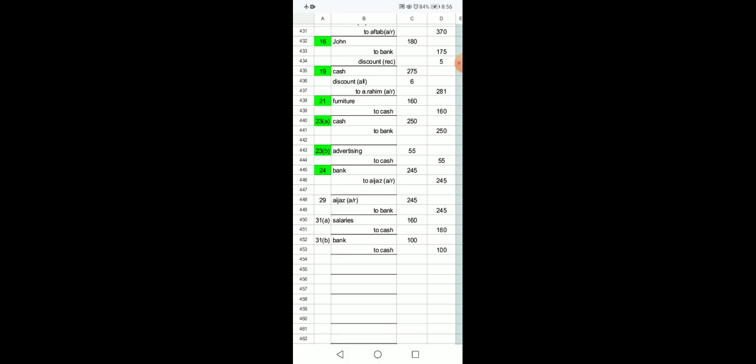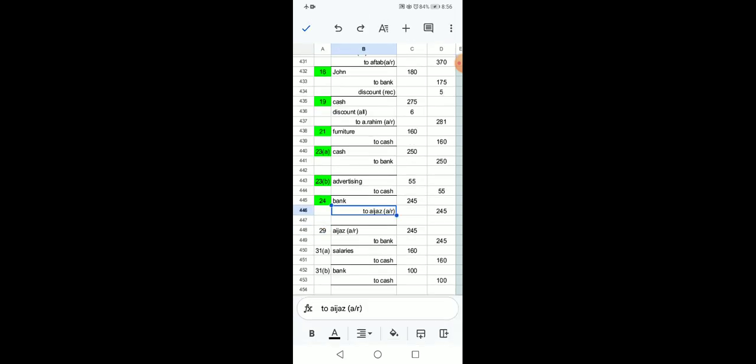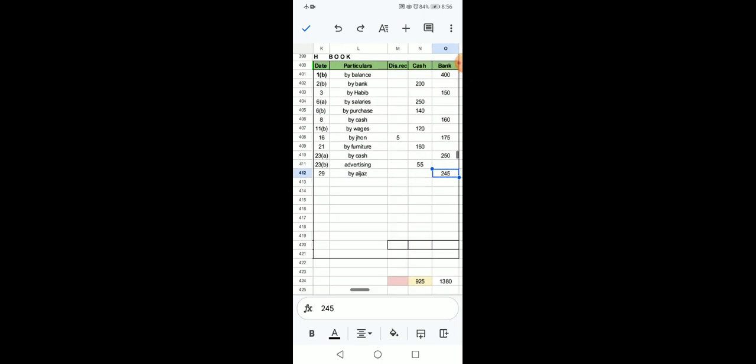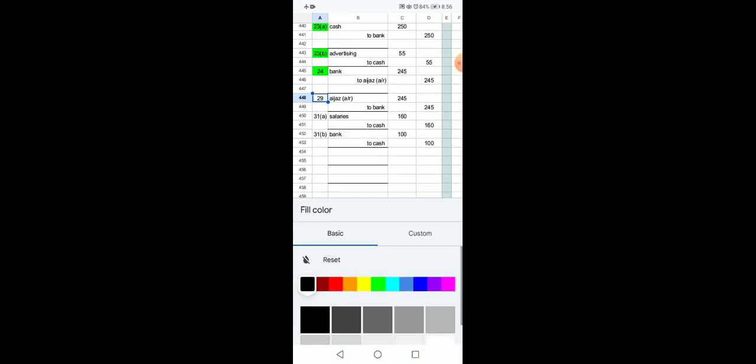In the 29th entry we were posting, in the bank credit side we were supposed to write 245. The 29th entry is complete. So there were two elements. Bank was needed to be posted on the credit side and we have posted 245 on the bank column of the credit side. We have posted the reference, we have posted the date as well. 29 is completed. Mark it as it has been done.